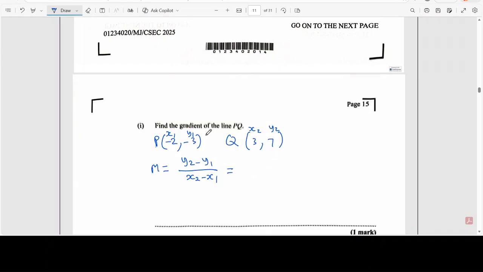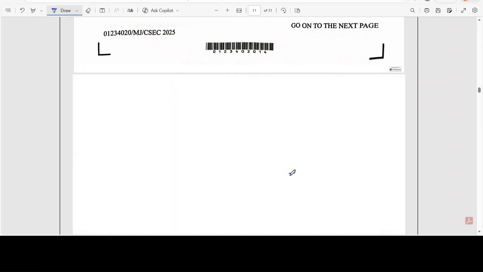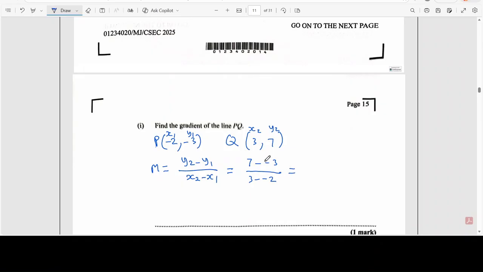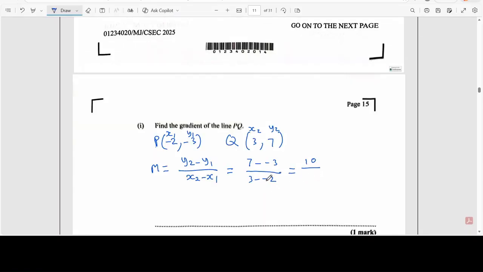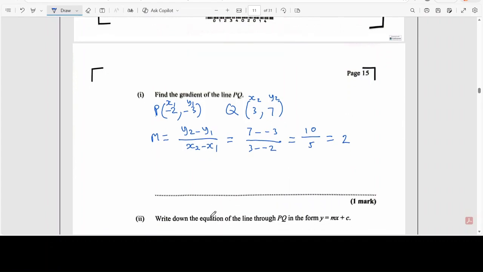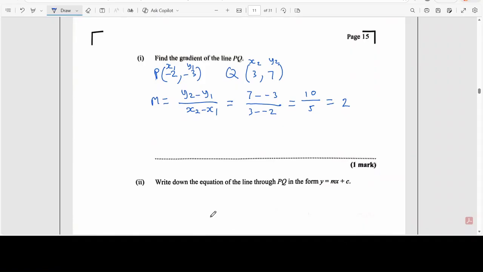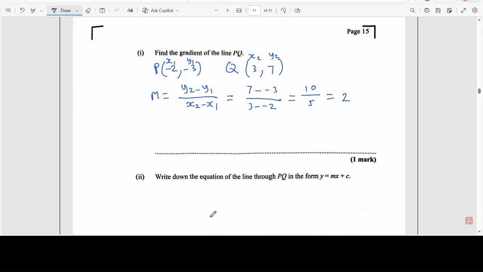So y2 take away y1, so that is 7, take away -3 over x2 take away x1, 3, take away -2. 7 take away -3, this will become a plus, so that is 10 over 3 take away -2, that will become a plus, so that will be 5. So the gradient there is 2. Right, those who were in class yesterday, you all get that?